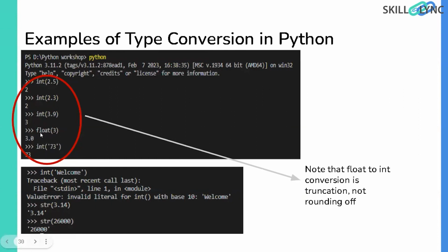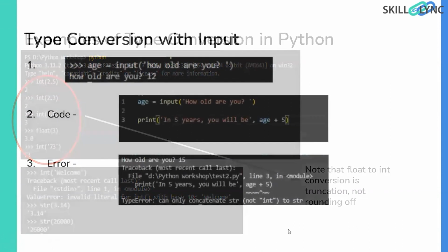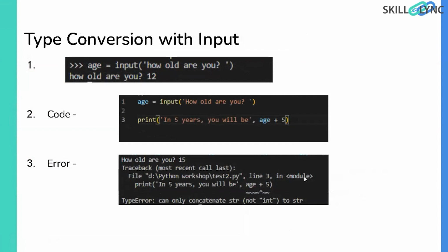Here you can see int of 73, but this 73 is a string. So I am going to convert this string into integer, and the output is nothing but 73, which is an integer. Guys, everybody following with me? Any doubts? Any doubts, guys? Cool. So this is what happens when you don't convert one data type into another data type.